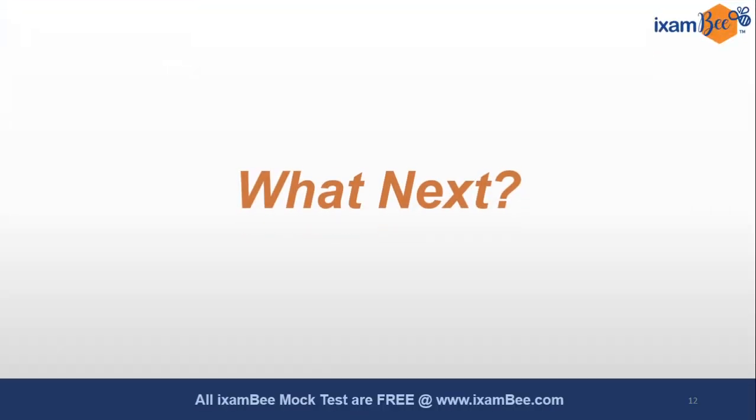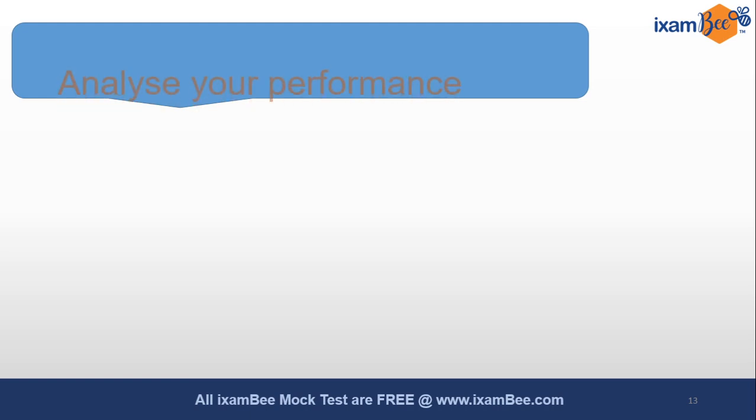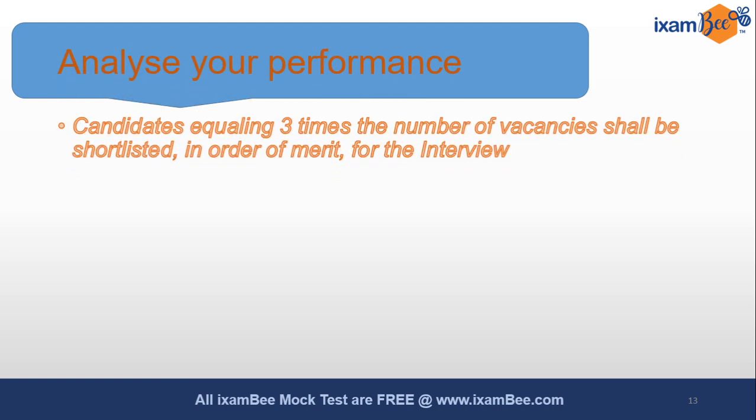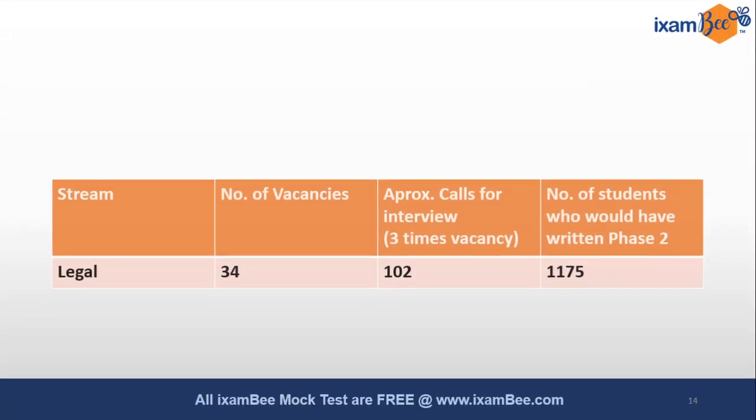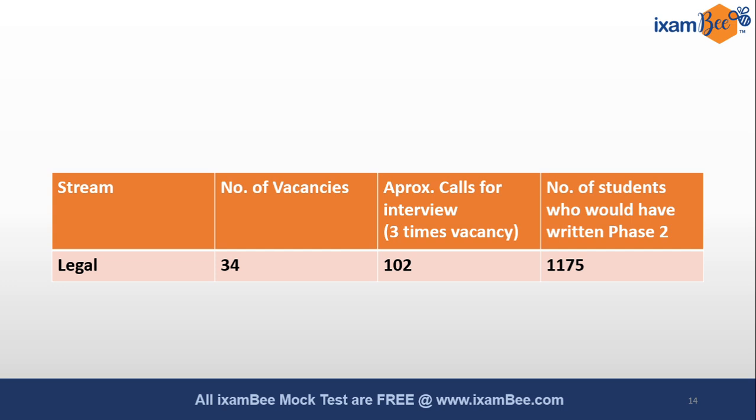Now what next? Next, without wasting time, analyze your performance. Candidates equaling 3 times the number of vacancies shall be shortlisted in order of merit for the interview level. Overall, paper 1 and paper 2 minimum cutoffs, as you can see on the screen, are 30 and 40% respectively. Aggregate 40% for the entire paper. Coming to the legal stream, the number of vacancies is 34 and approximately calls for interview will be 3 times the number of existing vacancies, that is 102.